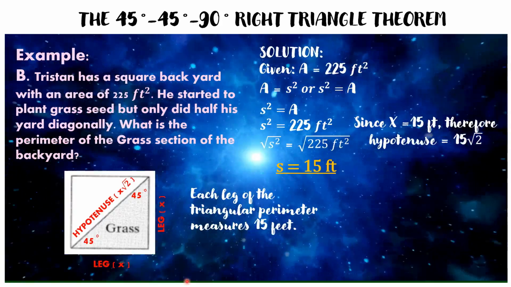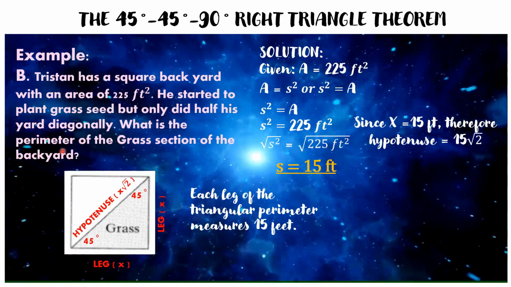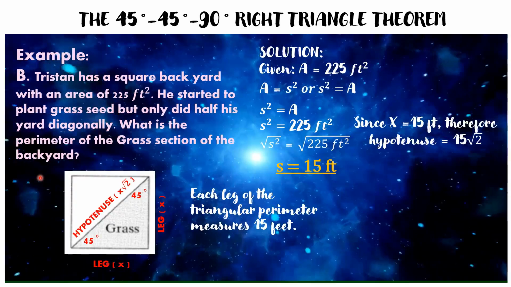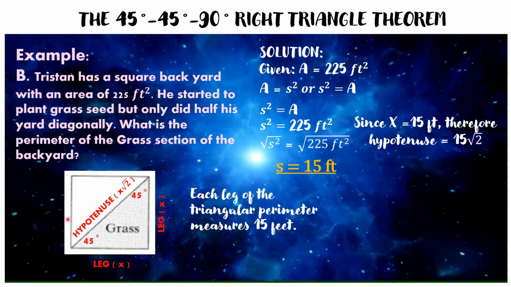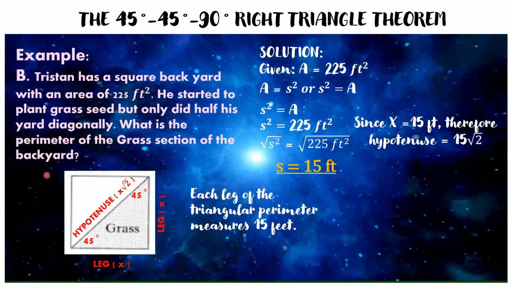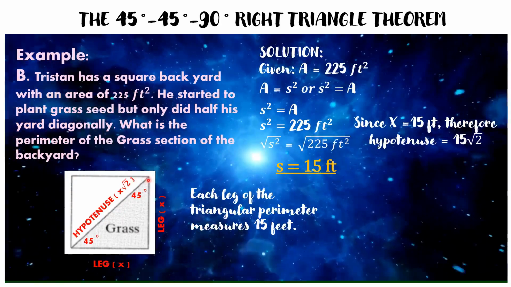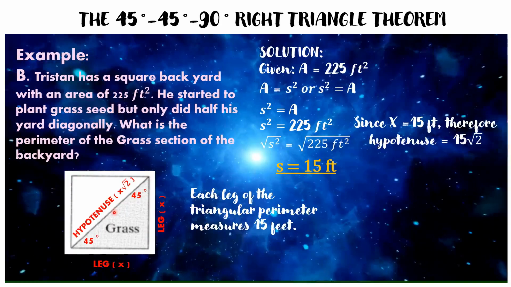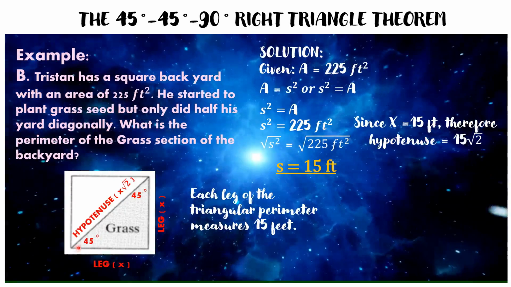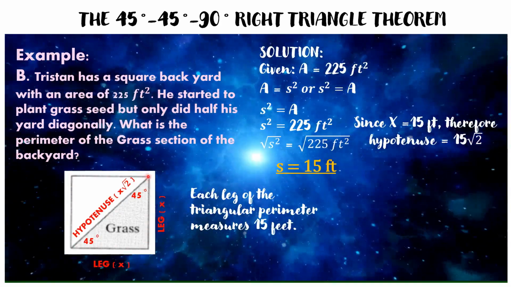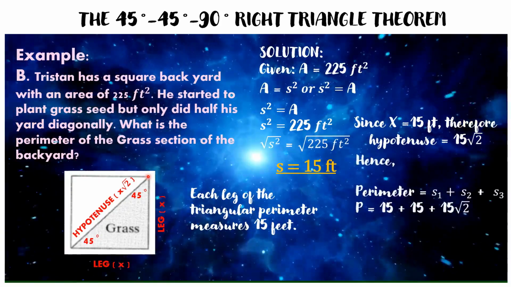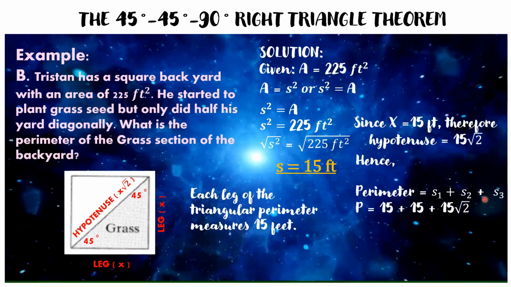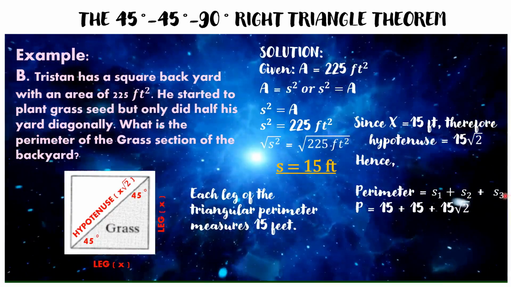Next, ang tinatanong po kasi, what is the perimeter of the grass section of the backyard? When you say perimeter, ito po yung distance around the polygon or the sum of all the sides of a polygon. Since triangular grass section kasi yung tinutukoy natin. So, itong side na to or yung hypotenuse plus the length of the two legs, that is the perimeter. Hence, perimeter is equal to side 1 plus side 2 plus side 3. Or, i-add lang po natin yung 3 sides.